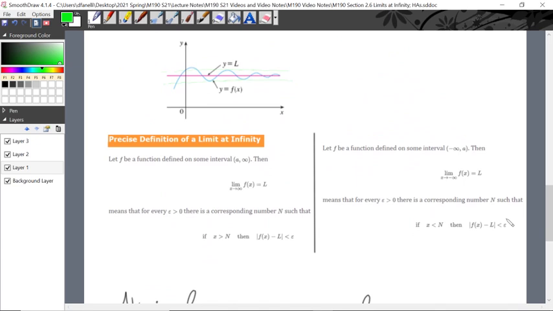All right, so here's that precise definition, as x goes to negative infinity. Now we're choosing a small positive epsilon to create the bounds L minus epsilon and L plus epsilon, and there's a corresponding number n such that if x is less than n, then the distance between the point on the function and the horizontal asymptote becomes arbitrarily small, as we would want it to get.